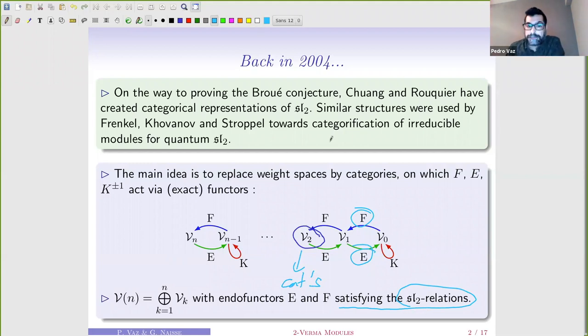And I didn't say, but I'm saying now, I will concentrate only on SL2. I'll try to guide you through some examples using SL2. So what I'm going to talk about is only related to SL2. Okay, so we have this idea: replace weight spaces or vector spaces by a category and construct functors that act there, and they satisfy some relations. For us, these are the SL2 relations.